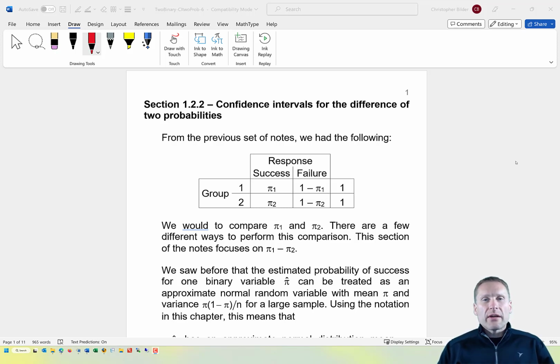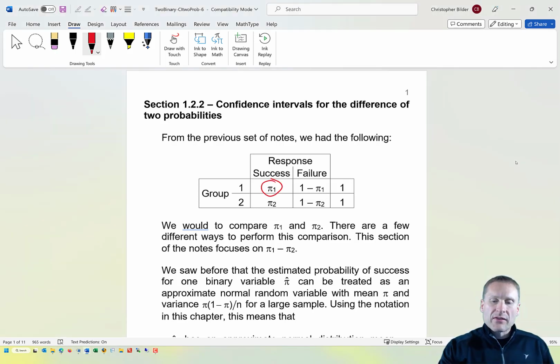Now, what we're very interested in this particular scenario is taking a look at the probability of success for group 1 and the probability of success for group 2. And we'd like to be able to compare them in some way. There are a few different ways that one could do it. What we're going to focus on right here is to make the comparison through their difference, pi1 minus pi2.